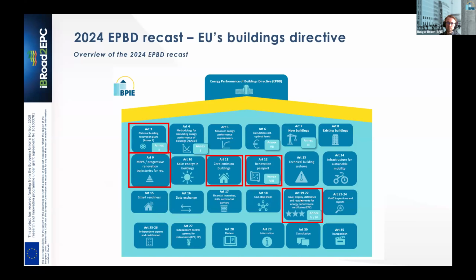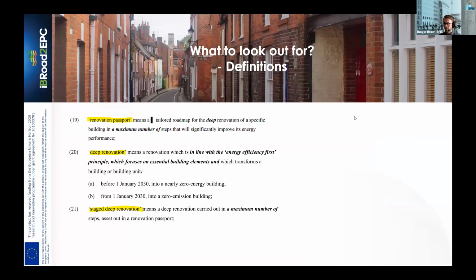And this is obviously relevant because IB Road to EPC focuses on building renovation passports and energy performance certificates and linking these. So what does the EPBD say about renovation passports and deep renovations and staged renovations? Because that's very relevant in the context of building renovation passports and IB Road to EPC. So the EPBD says a renovation passport means a tailored roadmap for a deep renovation of a specific building in a maximum number of steps that will significantly improve its energy performance.